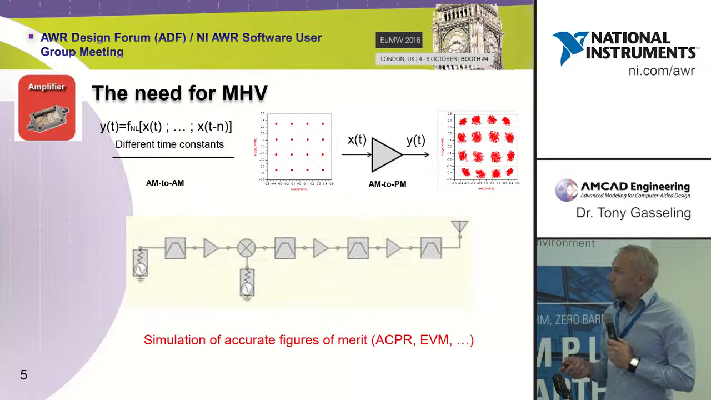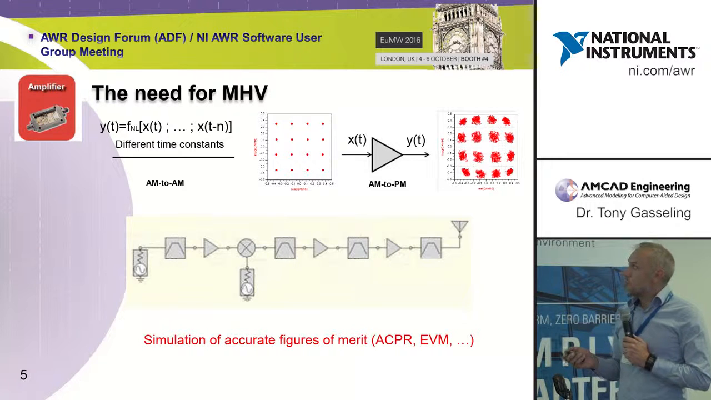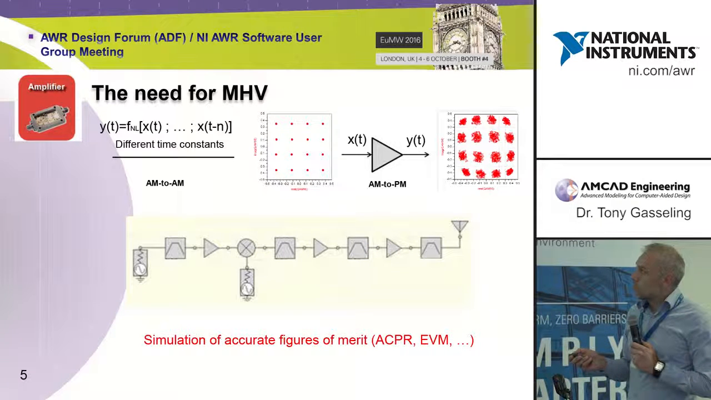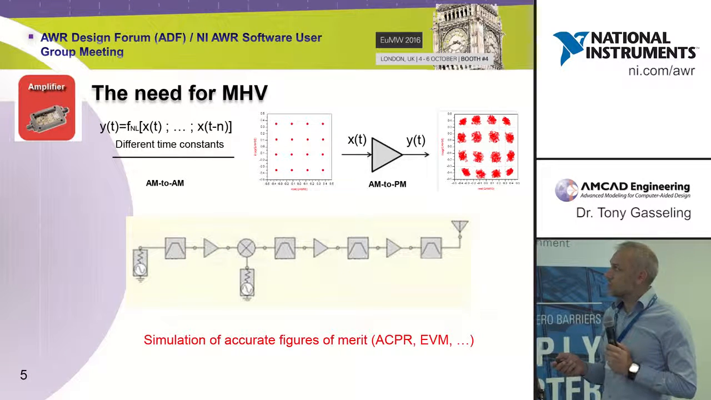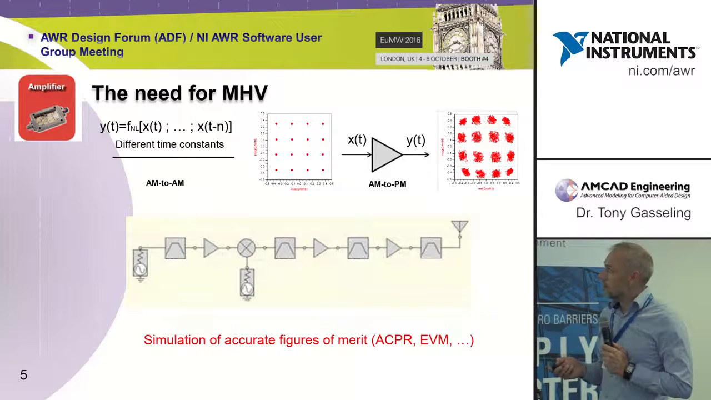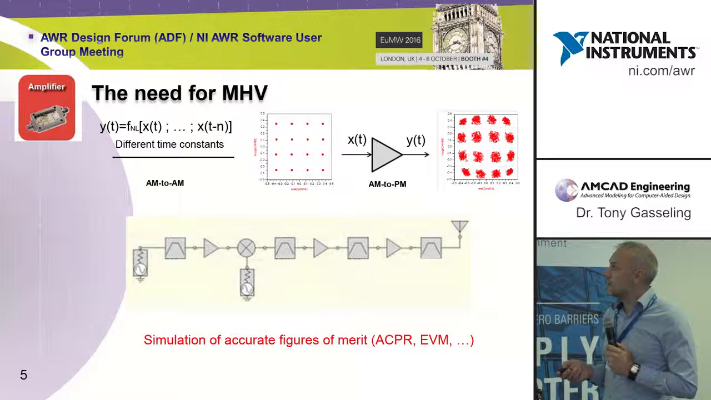So here the aim is to extract a model for a PA and to launch a simulation where we will be able to observe the main figures of merit, such as ACPR or EVM characteristics, which are typically obtained with modulated signals. So how to extract a model which is able to reproduce all these figures of merit with a good level of accuracy?